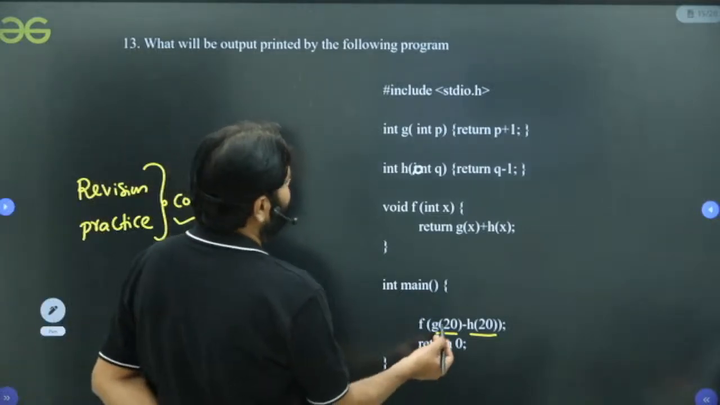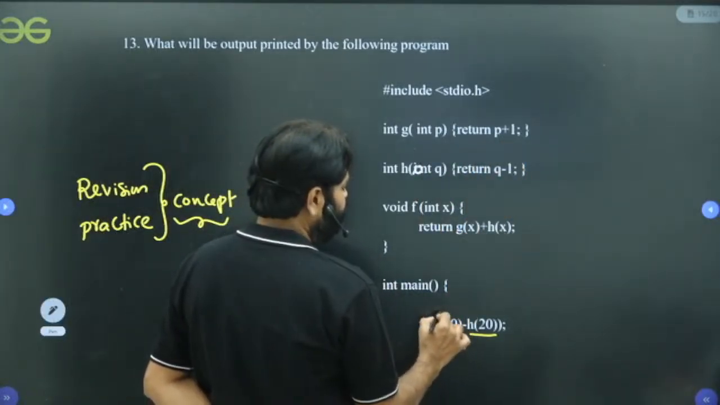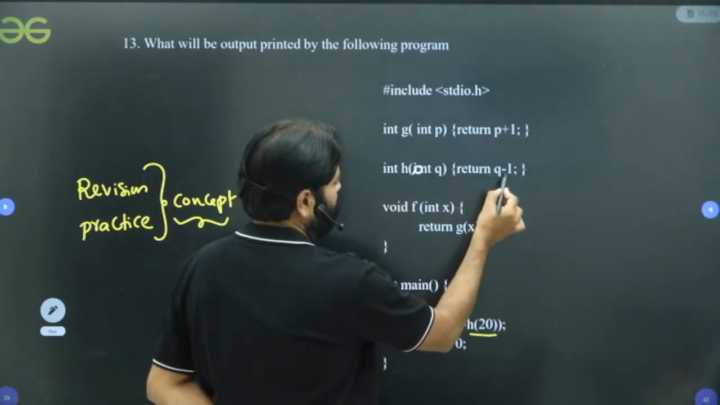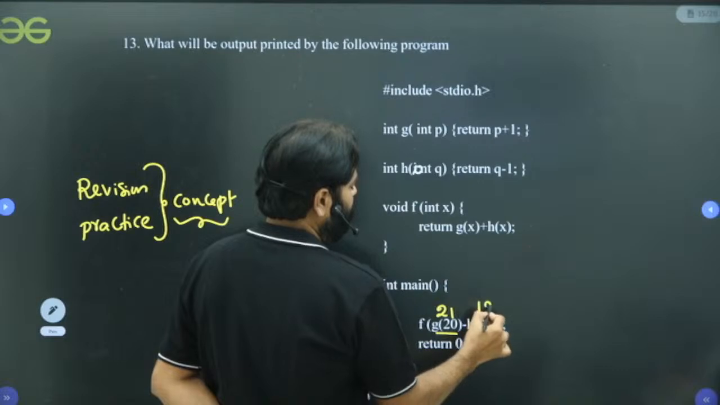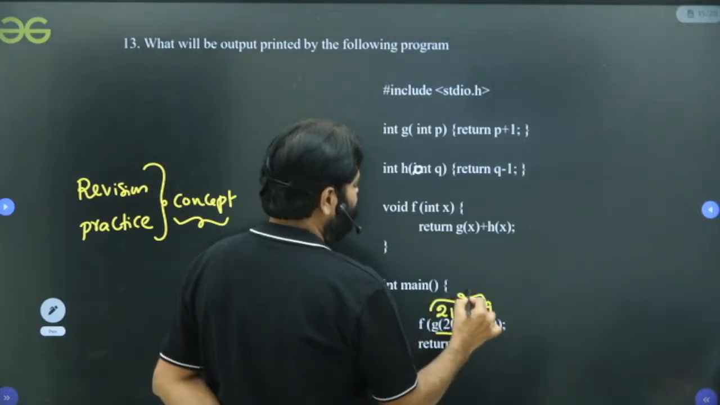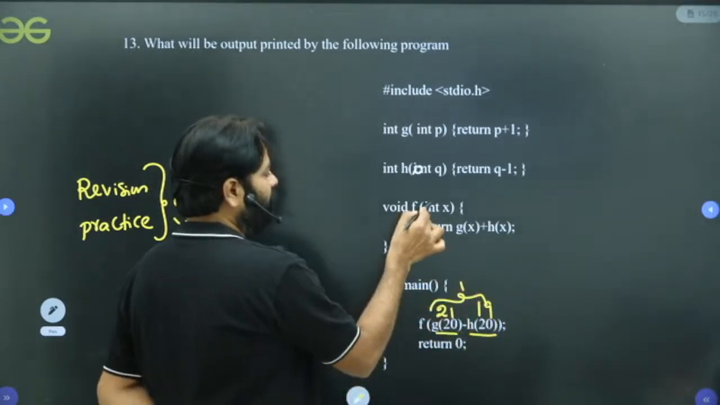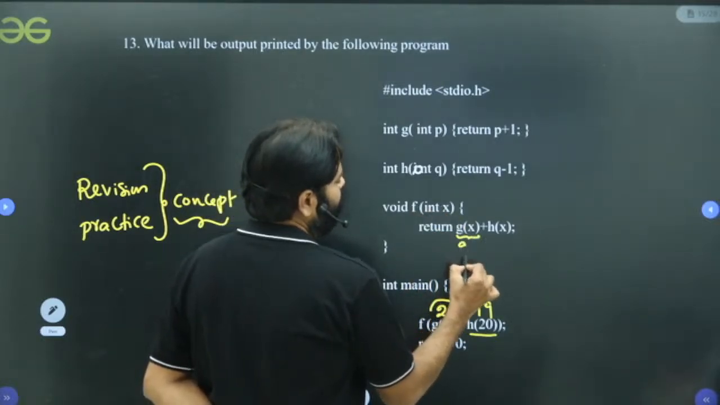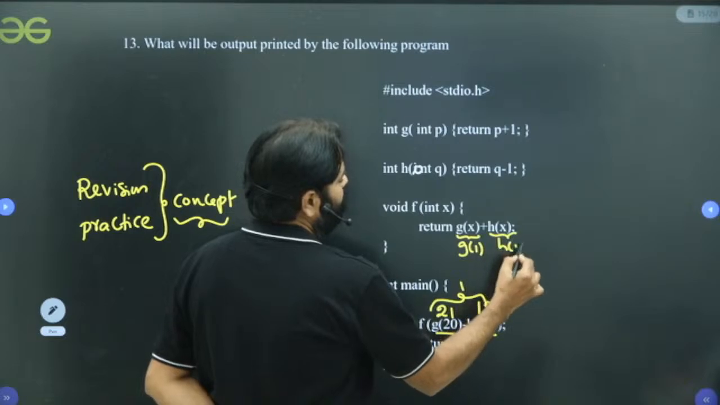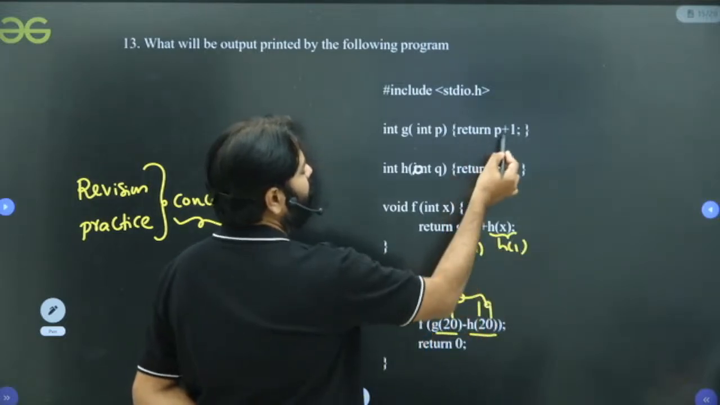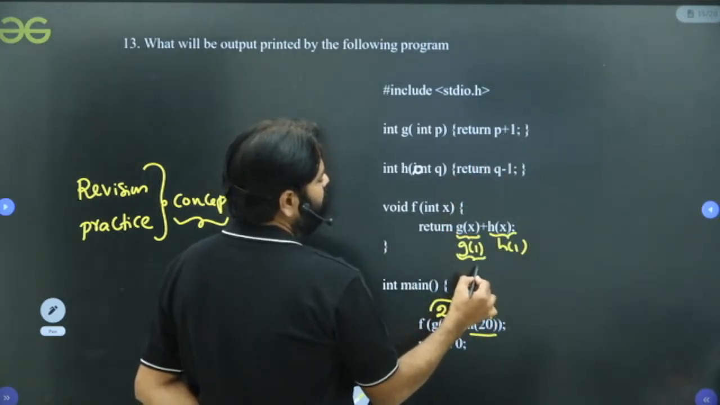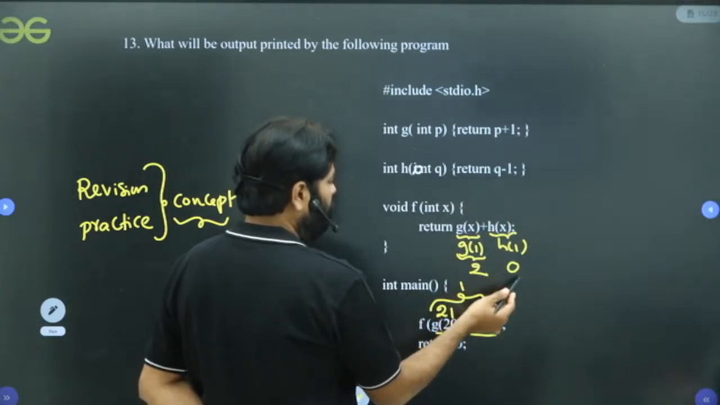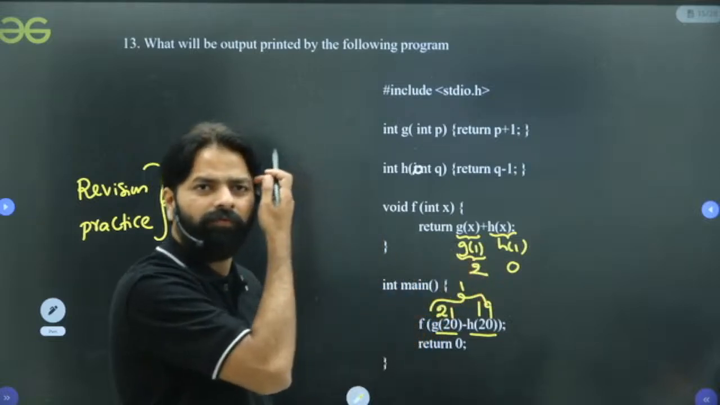What is G of 20 returning? 20 plus 1, 21. H of 20, 20 minus 1, 19. 21 minus 19 is 1. So you are now calling F of 1. When you call F of 1, G of 1, H of 1. What is G of 1? 1 plus 1 is 2. And H of 1, 1 minus 1 is 0. And 2 plus 0 is 2.